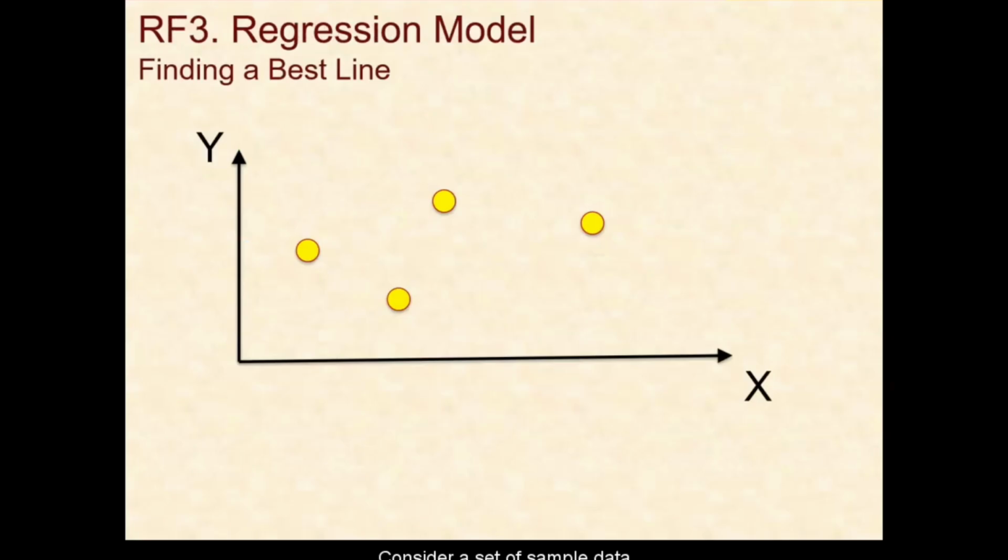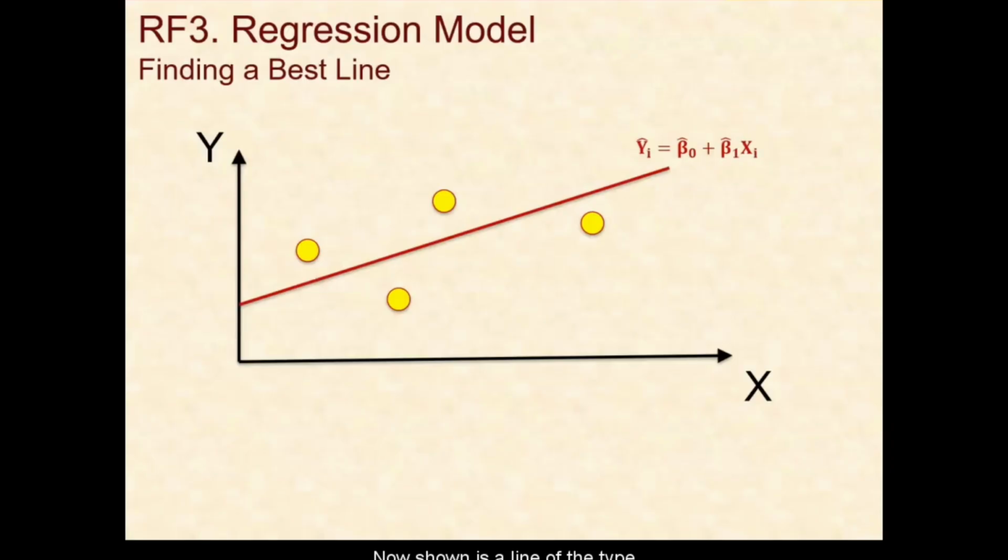Consider a set of sample data points like those in this graph. We have an interval level response variable y and a single interval level predictor variable x, and we have sample observations shown by the scatter plot. We want the best line that goes through these points and that captures any linear relationship in the data between y and x. How do we go about determining a best fit line?